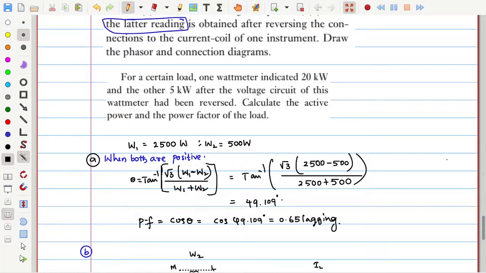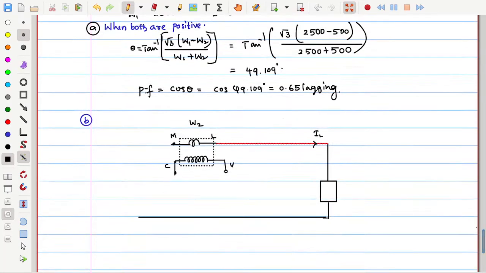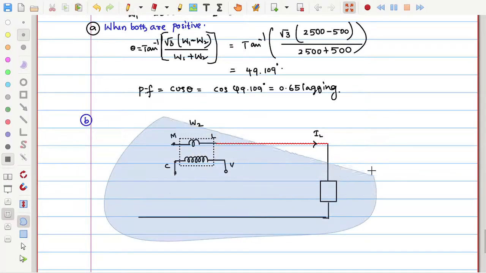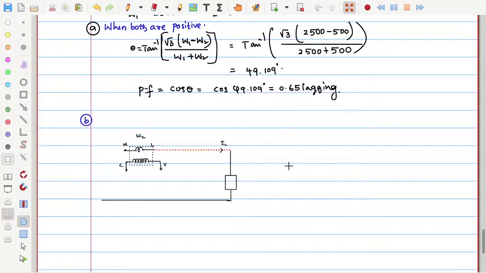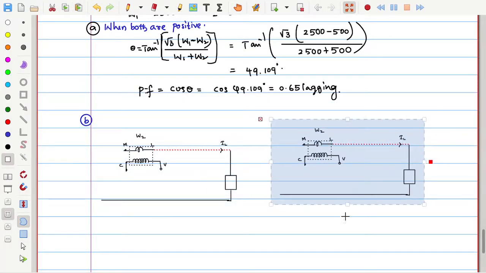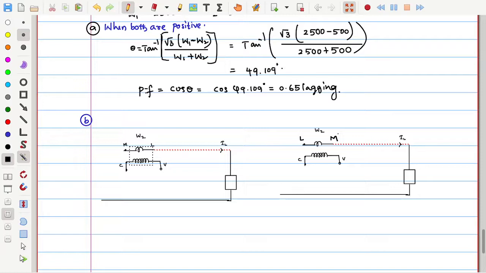In the second case, the latter reading is obtained after reversing the connections to the current coil. Let me keep this aside and take this diagram. Now I make the current coil connections like this: this becomes L and this becomes M. Previously current was flowing from M to L; now current is flowing through the wattmeter current coil from L to M.